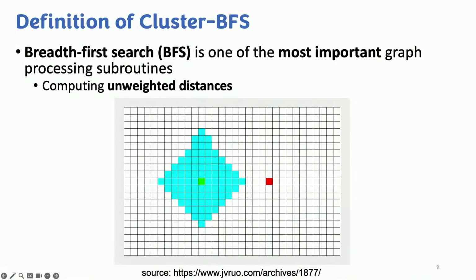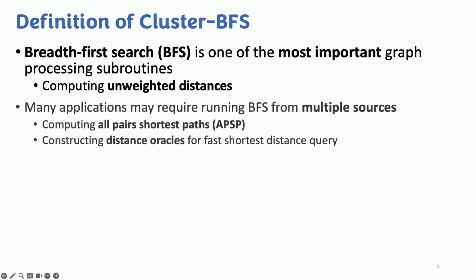Breadth-first search is one of the most important graph processing subroutines. It is used for computing unweighted distances, and many applications may require running BFS from multiple sources, such as computing all pairs shortest paths and computing distance oracles for fast shortest distance queries.